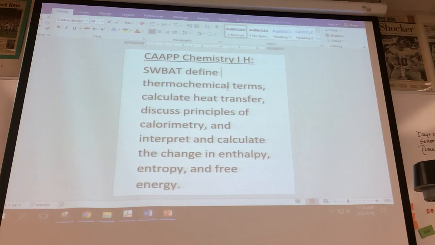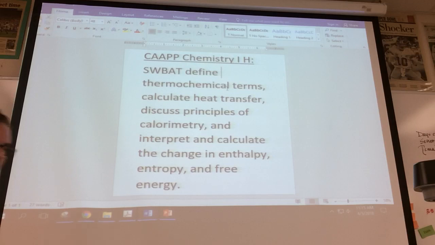We've been talking about thermodynamics all week, and at this point you're comfortable with some basic terms, calculating heat transfer, which is Q, talking about calorimetry and being able to perform those calculations to calculate, for example, the specific heat of a metal or unknown substance and then identify it. Last time we got into interpreting and calculating changes in enthalpy. Later on in the week, we'll get into entropy and free energy.